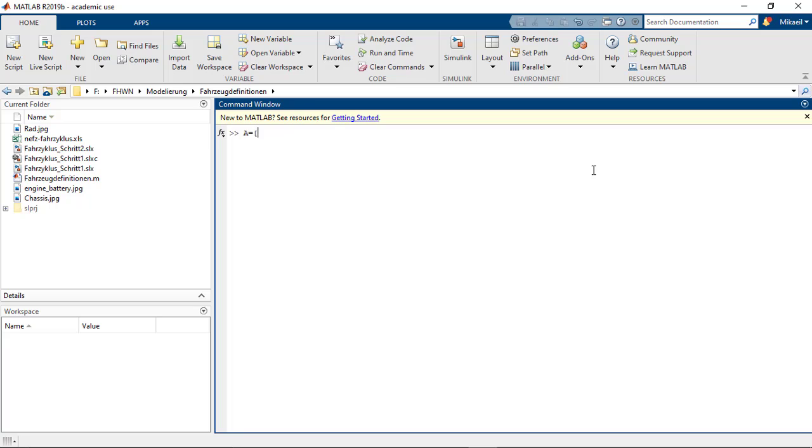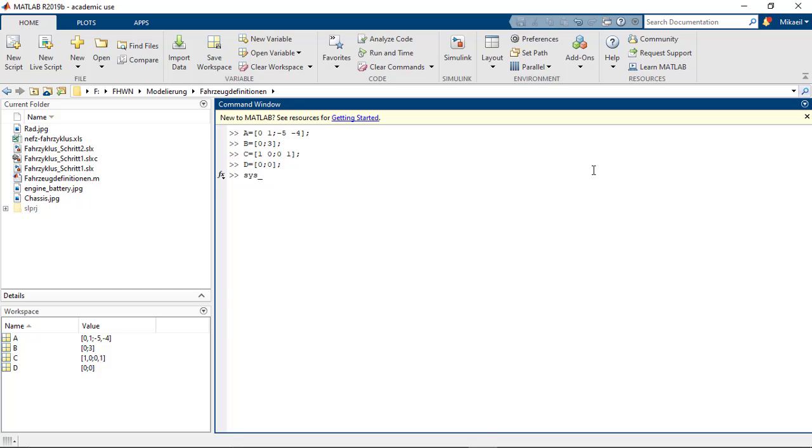Matrix A is equal 0, 1, -5, and -4. Matrix B is equal 0 and 3. Matrix C is equal 1, 0, 0, 1, and matrix D is equal 0 and 0.